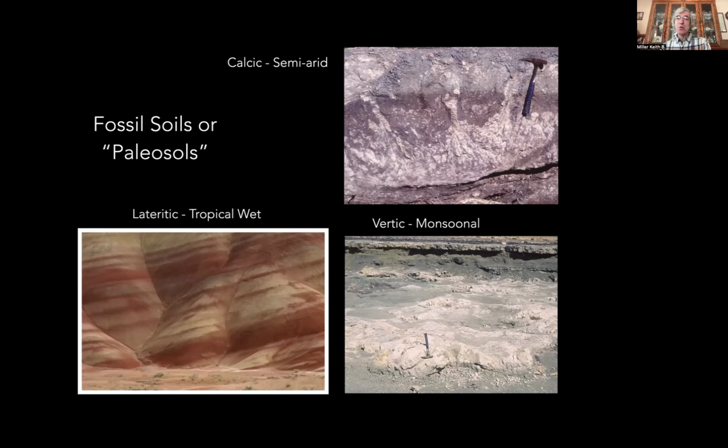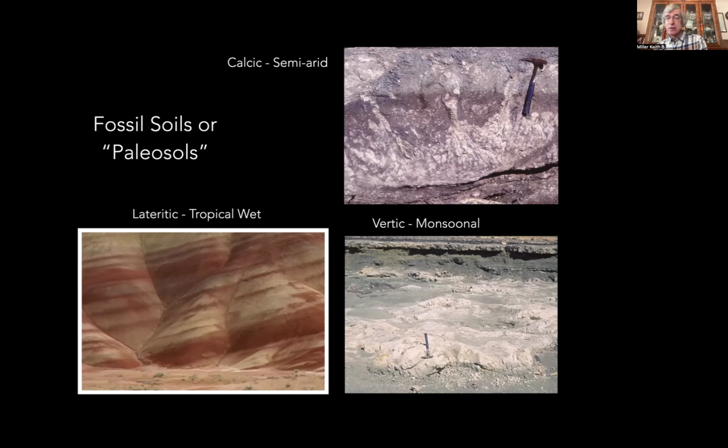In the upper right-hand corner, we have what's called a calcic soil. The light colors there are calcium carbonate nodules, which form in a semi-arid kind of environment. Also very seasonal, so a dry season and then a wetter season. And the calcium carbonate precipitates out during the drier times.